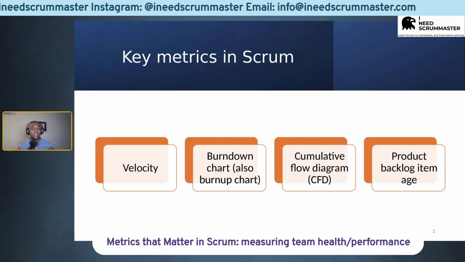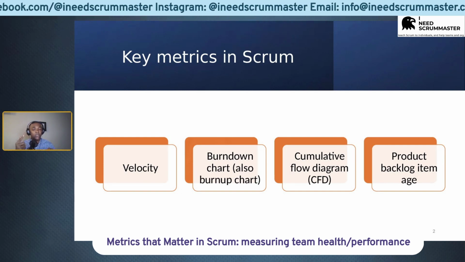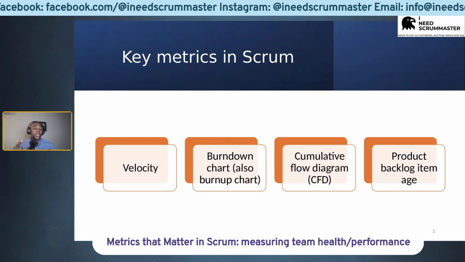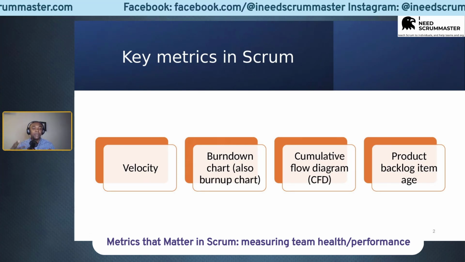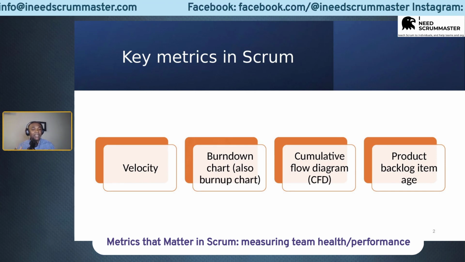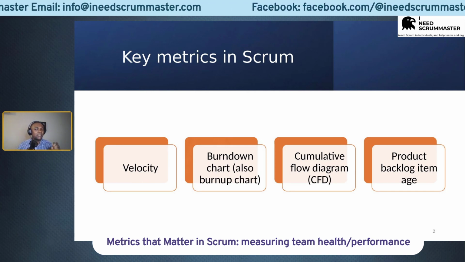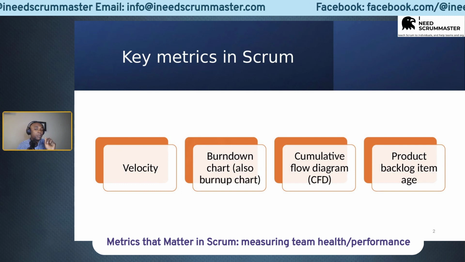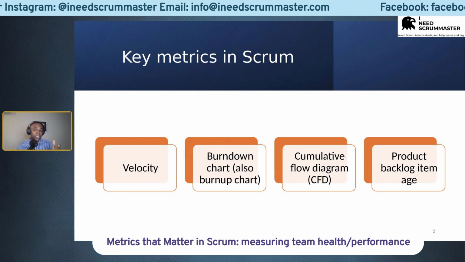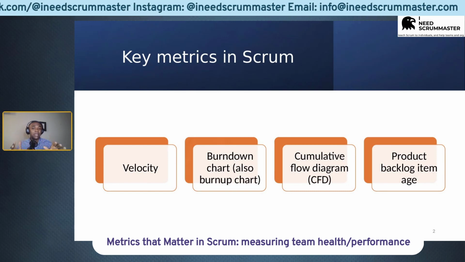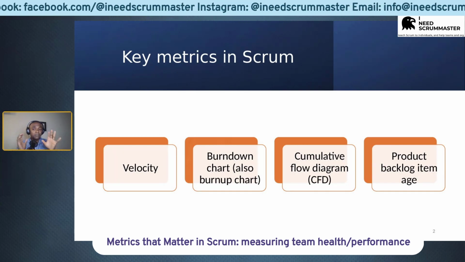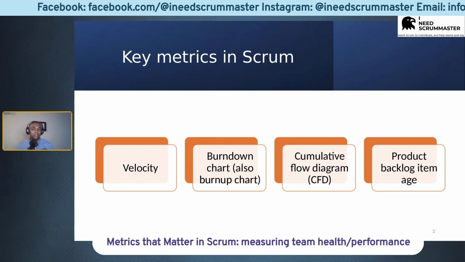We have the velocity, we have the burn down charts. Also, we have another one called burnout charts. We have the cumulative flow diagram, CFD, and we have product backlog item H. I so much love that because most people know about the product backlog item H. Most Scrum Masters do not even know what it is. But if you are aware, that's a plus. But if you're not, sit tight and let me walk you through what I mean by that.